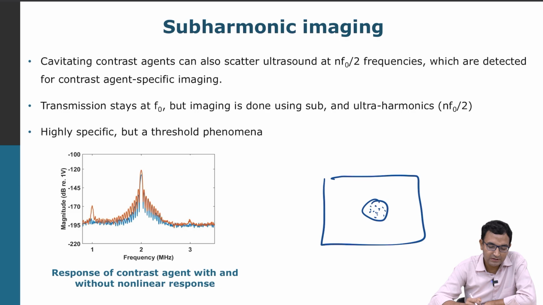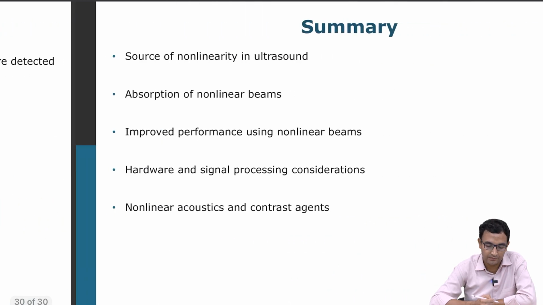But the main challenge with subharmonic imaging is that it is a threshold phenomenon. You have to exceed a certain pressure threshold. Only then you start getting these subharmonics. And sometimes when you are doing subharmonic imaging, there is also a chance of bubble disruption because of the higher pressures that are needed for subharmonic imaging.